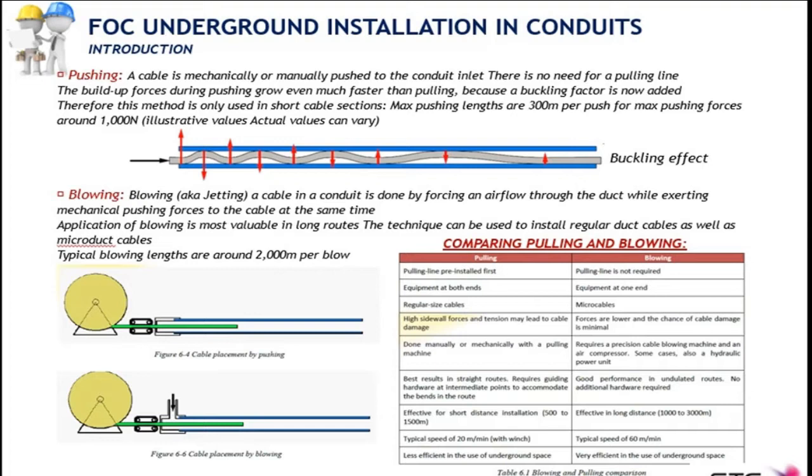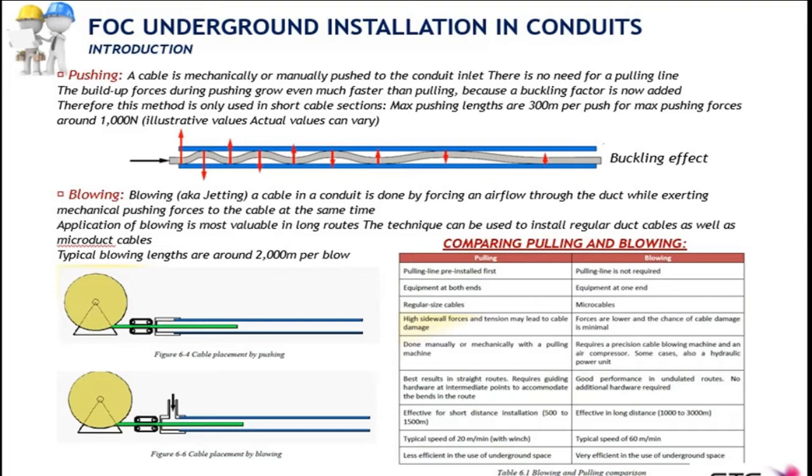This method in STC is only used and only allowed for lengths within 300 meters, so up to 300 meters, and never with pushing forces that exceed 1000 newtons. These are illustrative values, but they are a good reference. You have to keep in mind that pushing a cable inside a duct has a very short installation span, and you have to be aware of why this happens. This happens because of the buckling effect.